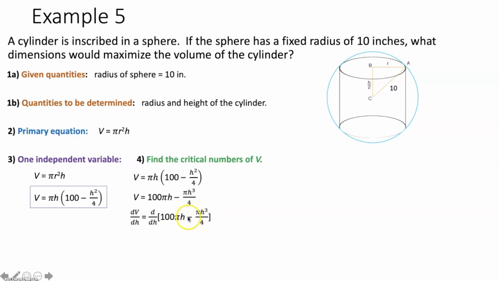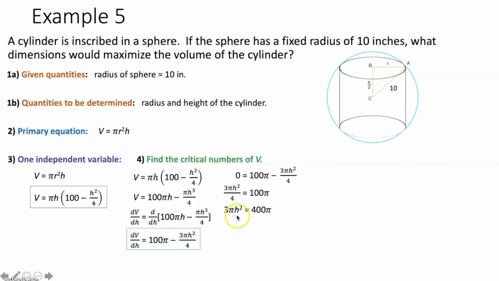Over here, I take the derivative of negative pi h cubed over 4. The negative pi over 4 stays out front, and I just take the derivative of h cubed using the power rule, which is going to be 3h squared. I then multiply that 3 to the negative pi over 4 out front, and I get something that looks like this. Now I can set this derivative equal to 0 and solve for my critical numbers. So to solve this, I'm going to add 3 pi h squared over 4 to both sides, multiply both sides by 4, divide both sides by 3 pi, and then square root both sides. And I get h is equal to positive or negative the square root of 400 over 3.